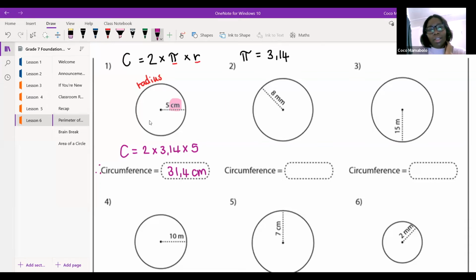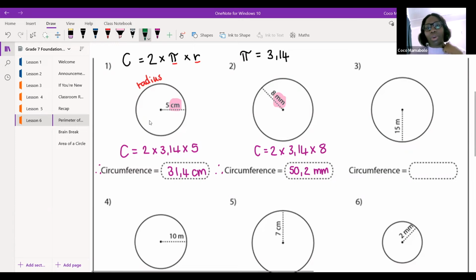Circumference is equal to 2 times 3,14 times 8. Therefore, circumference is equal to 50, and I'm going to round off to 1 decimal, just 1, because my pi is at 1 decimal. So I'm going to round off to 50,2 millimeters, because my radius is in millimeters. Well done, Cameron. Excellent stuff.